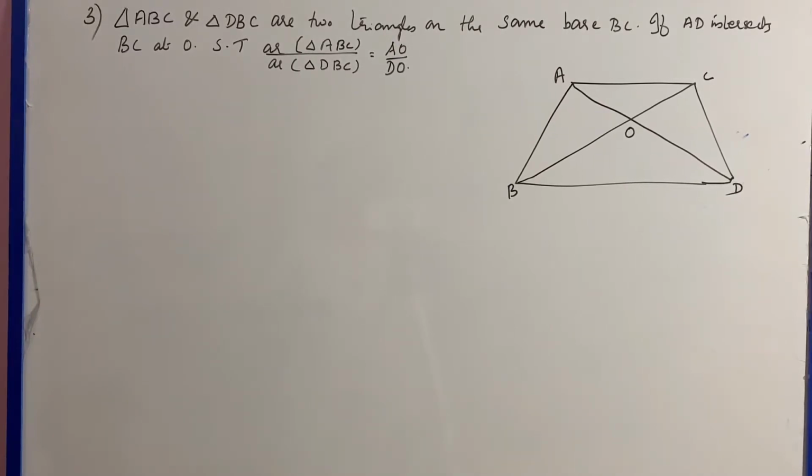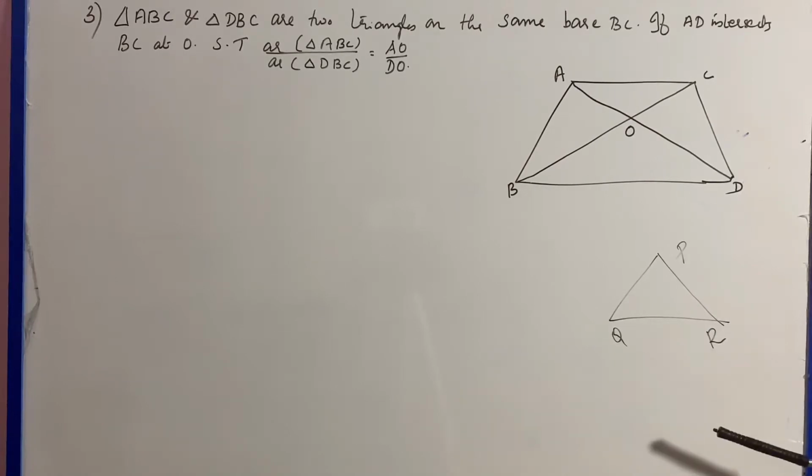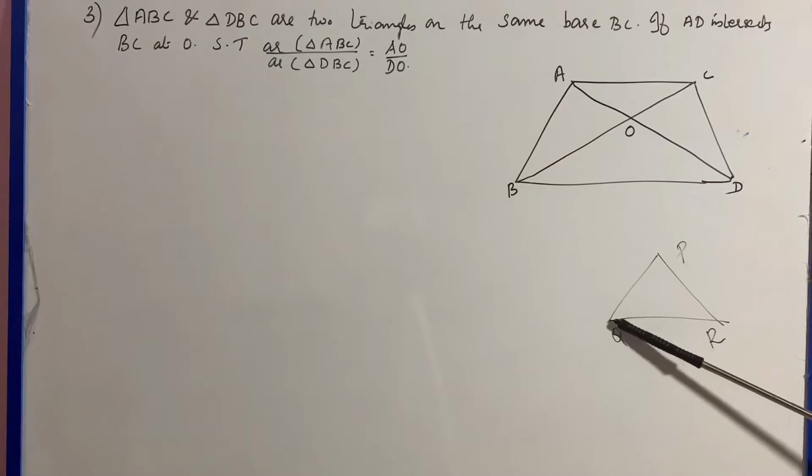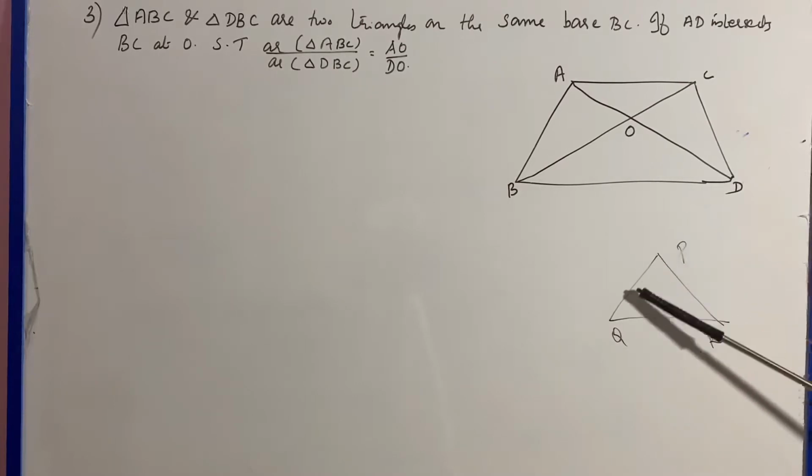Okay. Look at the given triangles ABC and DBC. They are not similar. For finding area, we can take the formula area of the triangle is equal to half into base into height. Now look at this triangle PQR. So to find area of PQR, we can take QR as the base, or PR as the base, otherwise PQ as the base.